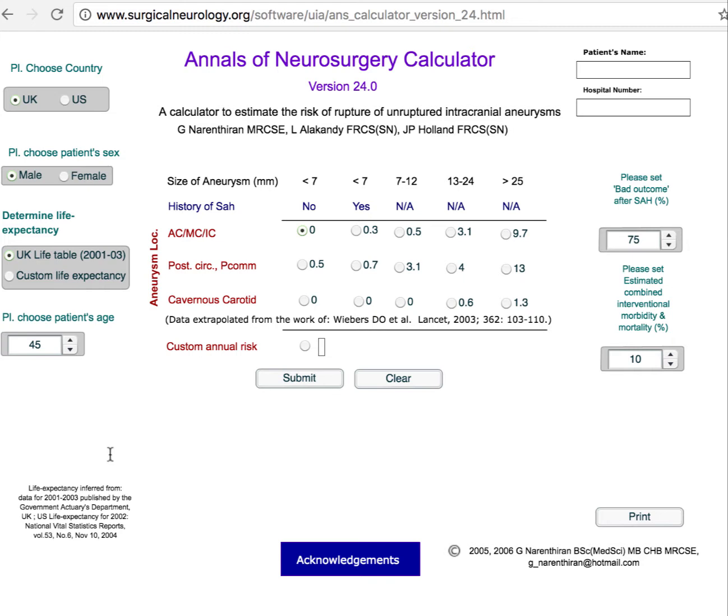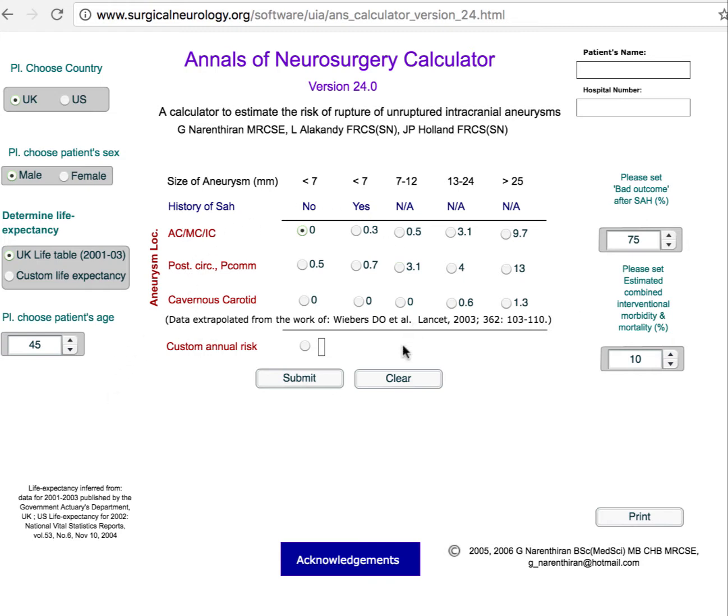This calculator allows you to calculate the risk of rupture based on either the ISUIA data. ISUIA was the International Study of Unruptured Intracranial Aneurysms, published in the Lancet, or you can use any data from another paper. That's the strength of this calculator. It is not ISUIA dependent. It can function independent of ISUIA data, so in that sense, it's time proof.